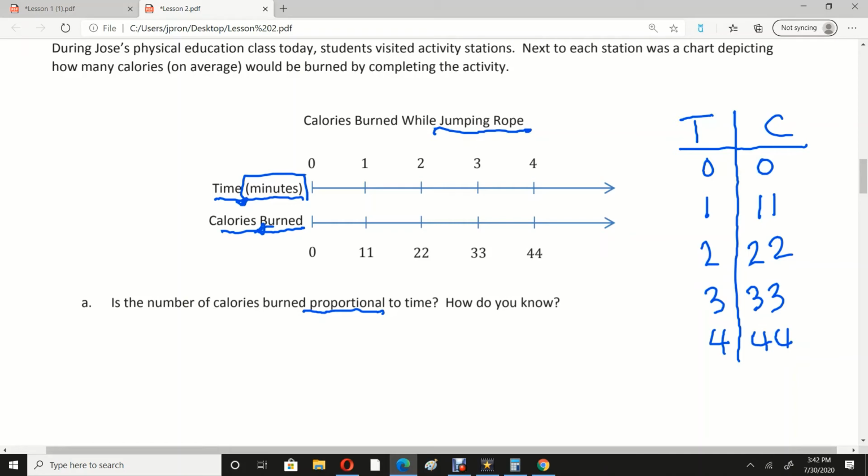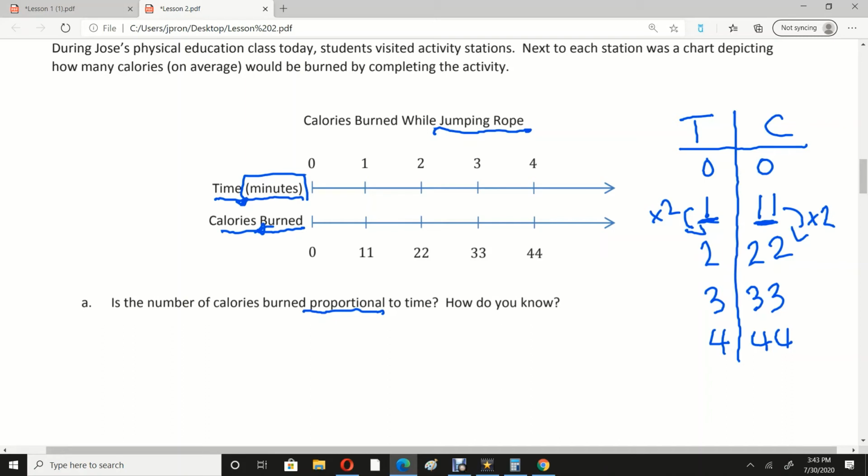So let's find a unit rate. Well, we've already got a 1 right here. For every 1 minute spent, we burn 11 calories, right? So our unit rate is 11. If we go between 1 and 2, what did we do to go from 1 to 2? Well, we multiplied by 2. We did twice as many minutes of jump rope, so we should burn twice as many calories. Is that the case? From 11 to 22, we do multiply by 2, right?